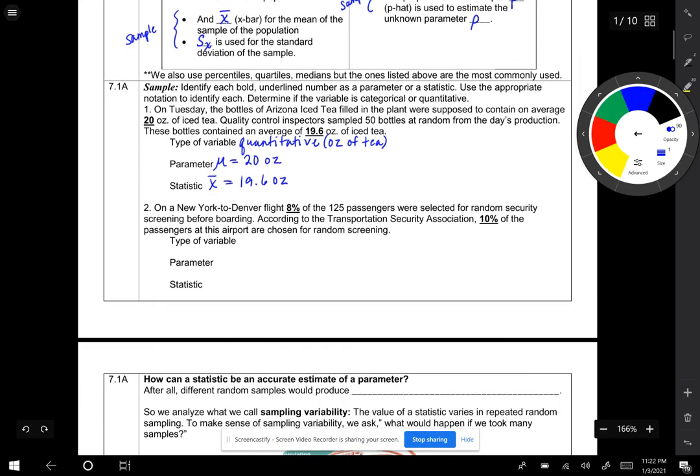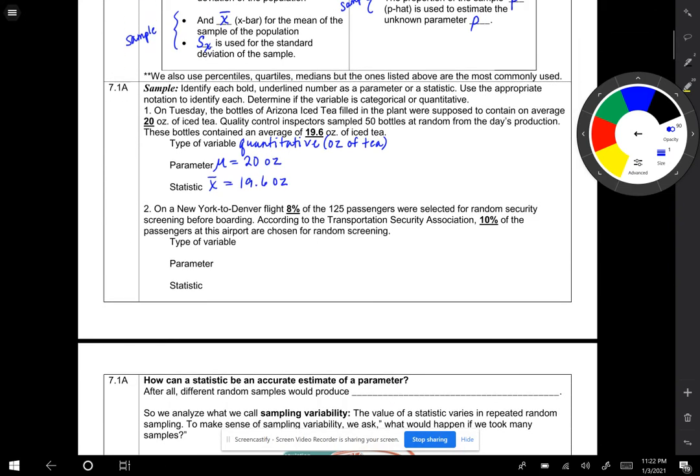Okay. Number 2, on a New York to Denver flight, 8% of the 125 passengers were selected for random security screening before boarding. According to the Transportation Security Association, 10% of the passengers at this airport are chosen for random screening. So here, the type of variable is categorical.